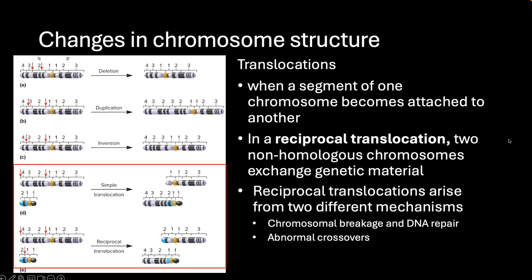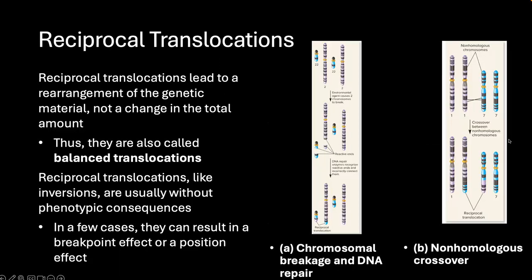Our last category of structural change in chromosomes are translocations. These occur when a segment of one chromosome becomes attached to another chromosome. When two non-homologous chromosomes exchange segments, this is called reciprocal translocation, and it happens via two mechanisms. These mechanisms are chromosome breakage and DNA repair and non-homologous crossing over.